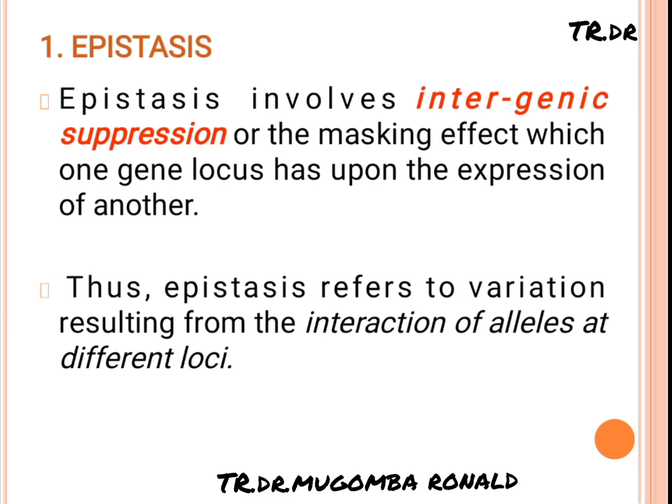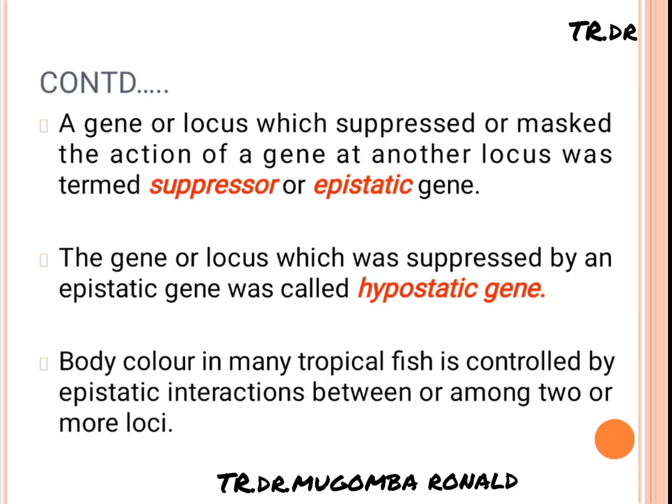So the epistatic gene is the one that suppresses. Then we have another term that we usually use, hypostatic gene. That one is the one that is usually covered up. So a gene or locus which suppresses or masks the action of the gene at another locus was termed as the suppressor, or the epistatic gene, and I've talked about it already. Then the gene which is suppressed by the epistatic gene, that is what they call the hypostatic gene.